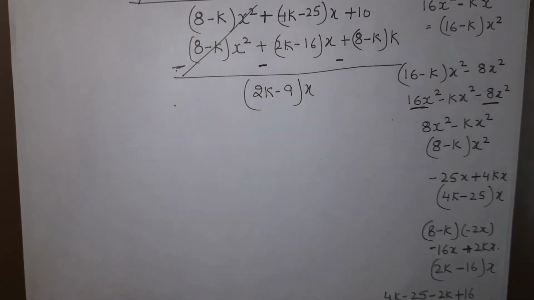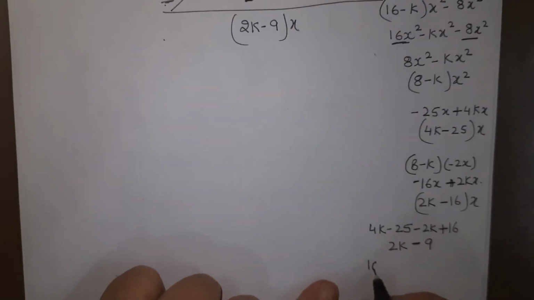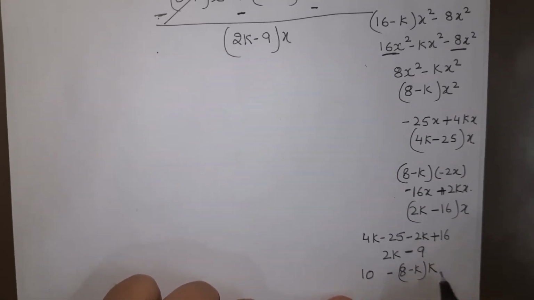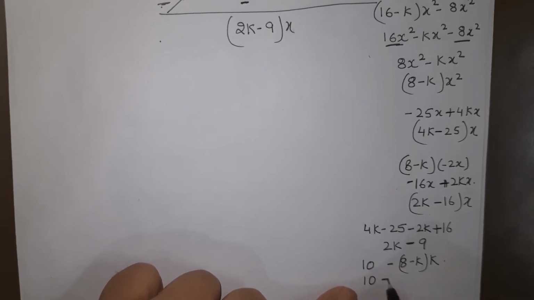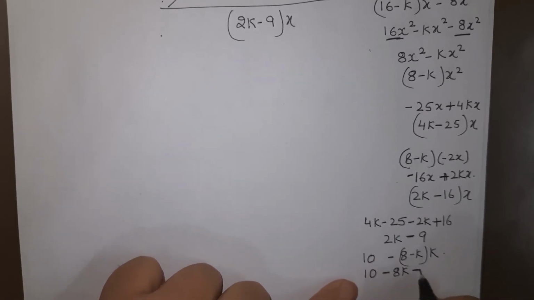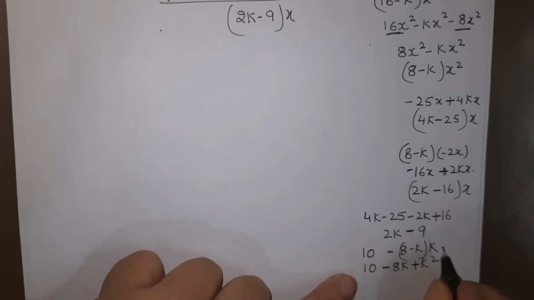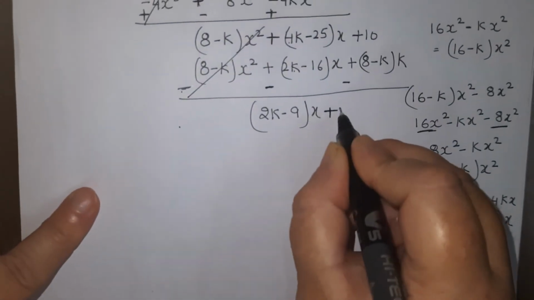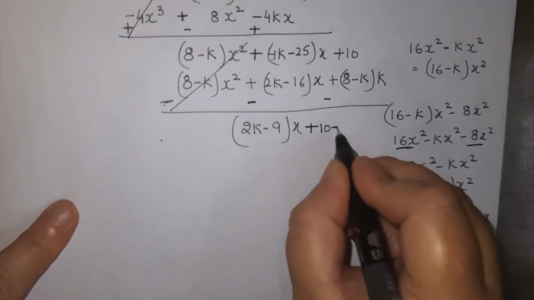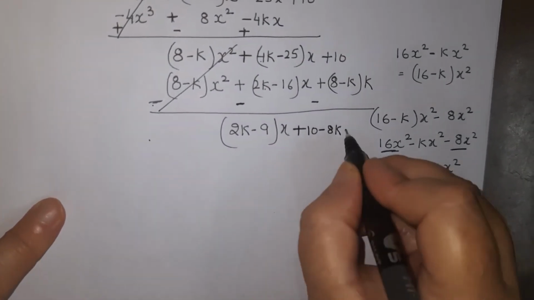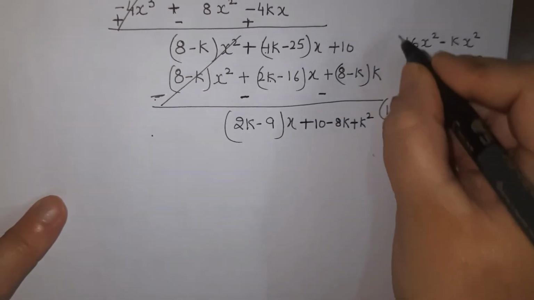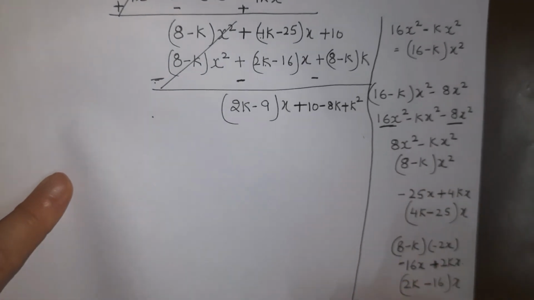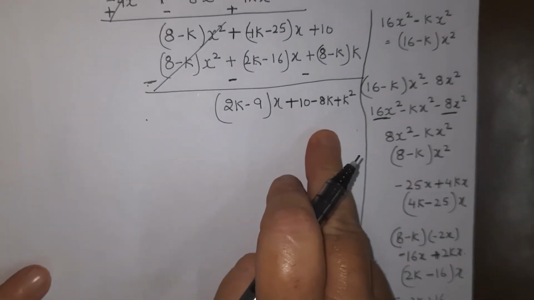And similarly, I will solve this, which is 10 minus 8 minus k into k. This becomes 10 minus 8k plus k square. So this becomes plus 10 minus 8k plus k square. I can put a line here. So this is all the calculation work for the division. So I can separate it by the division.